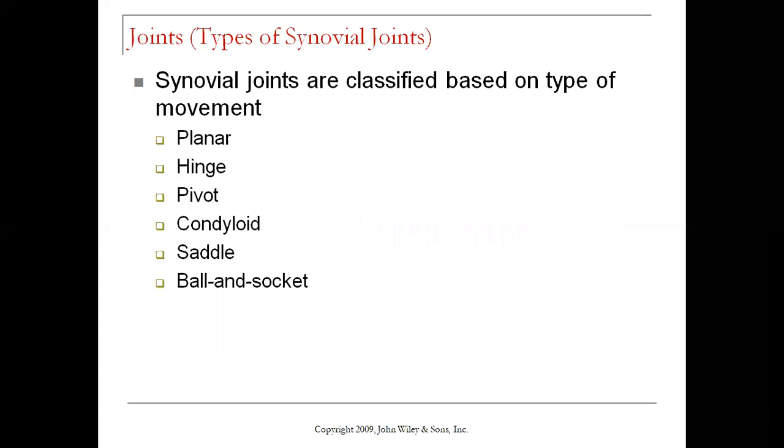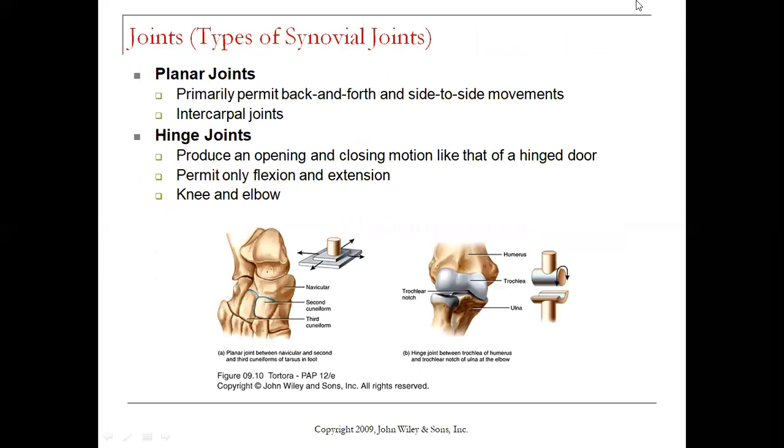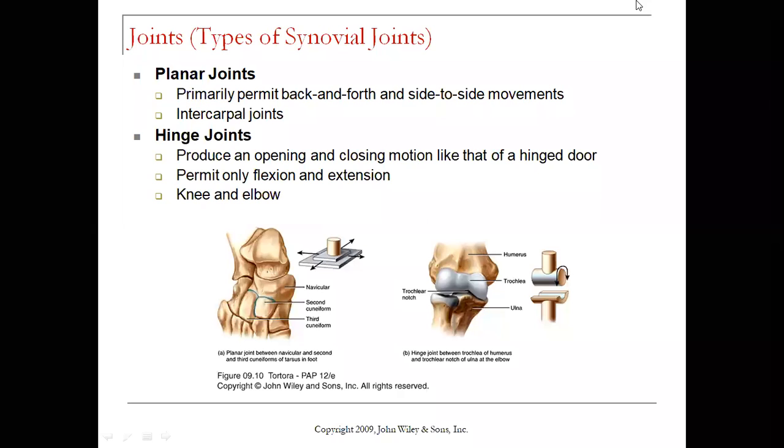Now, synovial joints are classified based on the type of movement, like planar, hinge, pivot, condyloid, saddle, ball and socket. The planar joints permit back and forth and side to side movements like intercarpal joint. Then we have hinge joints, which act as a hinge of a door, permitting only one degree of freedom of movement like flexion extension. The examples are knee and elbow.